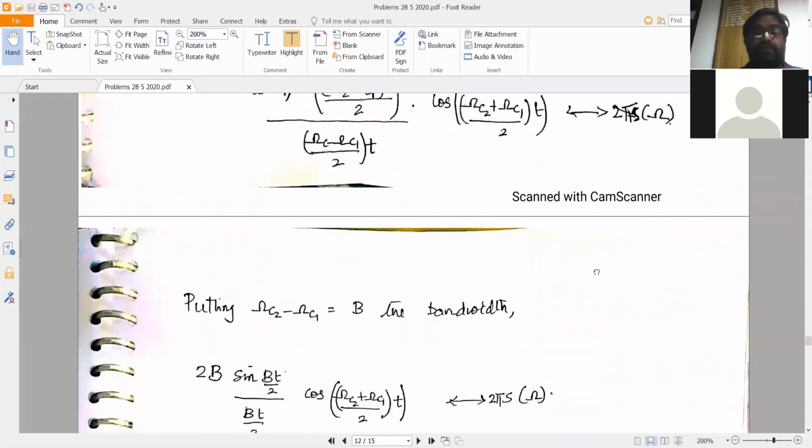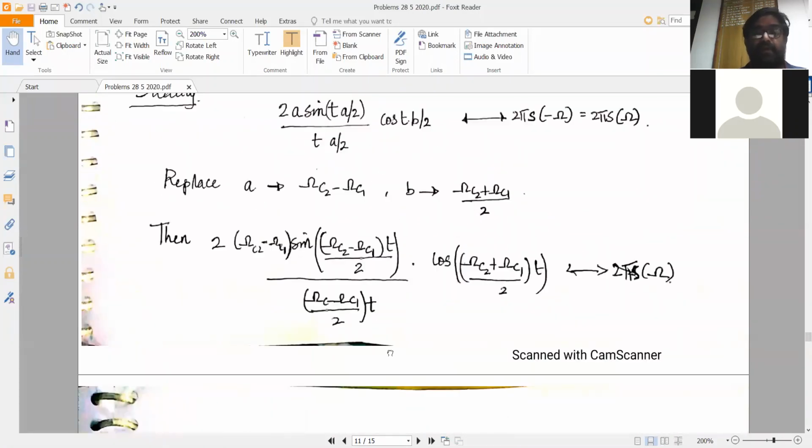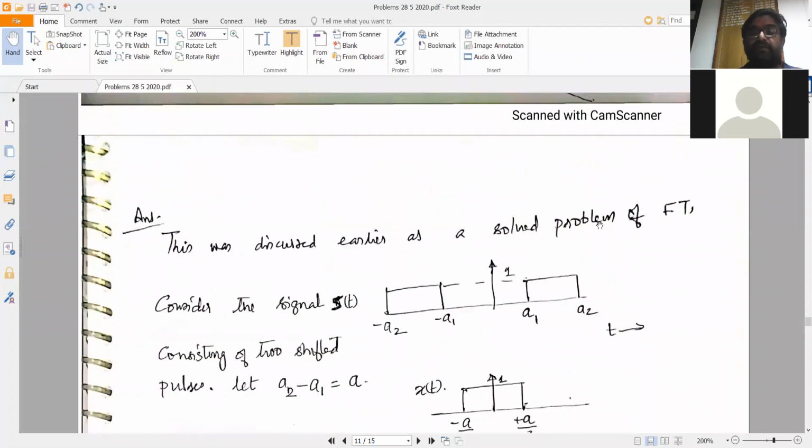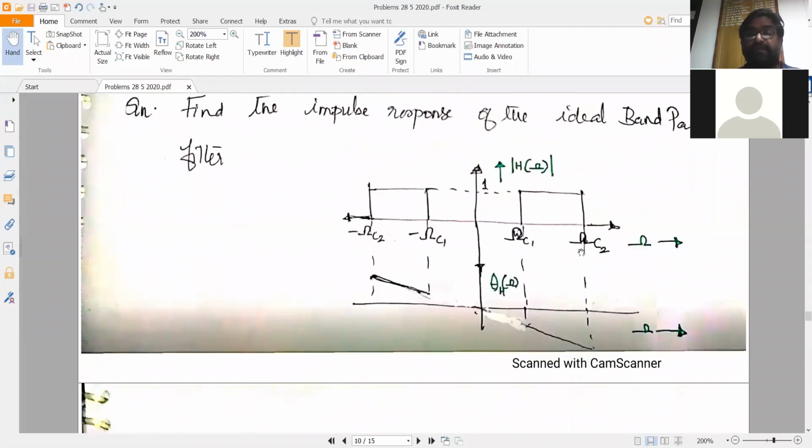Now we will put omega c2 minus omega c1. What is omega c2 minus omega c1? Omega c2 is the upper cutoff frequency. Omega c1 is the lower cutoff frequency. So this I can call as the bandwidth of my ideal bandpass filter. This is an absolute bandwidth.